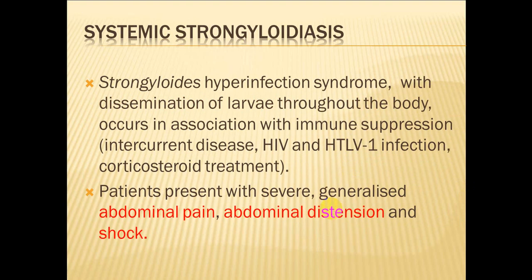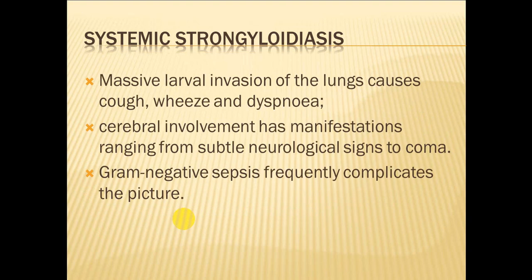Strongyloidiasis hyperinfection syndrome occurs with dissemination of larvae throughout the body, in association with immune suppression, intercurrent disease, HIV, viral infection, or steroid use. The patient presents with severe generalized abdominal pain, abdominal distension, and shock. So the systemic presentation of strongyloidiasis occurs in patients with immune deficiency.